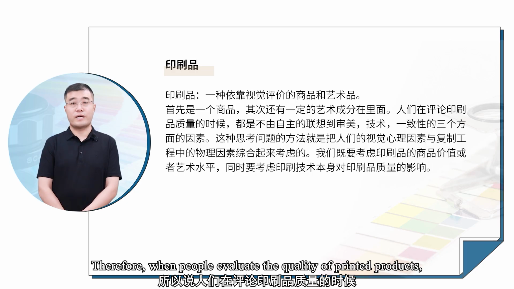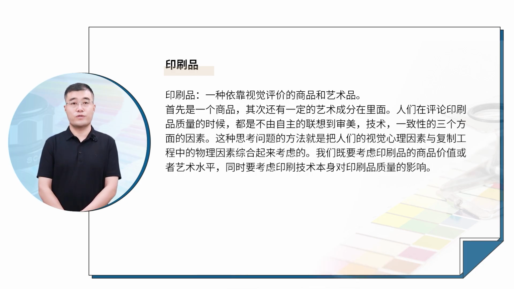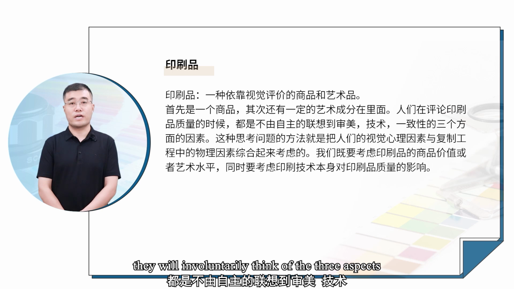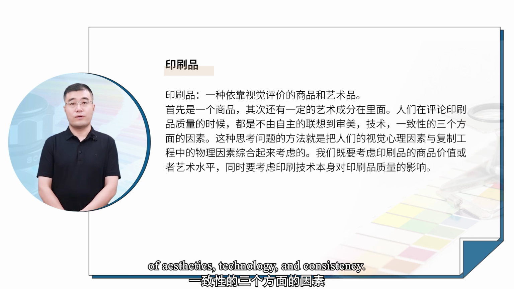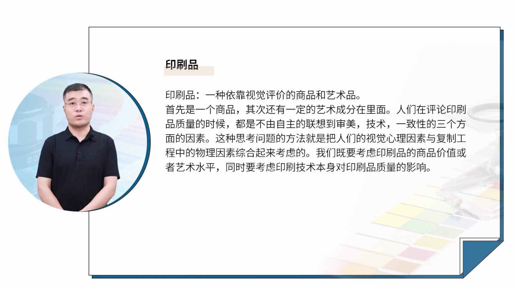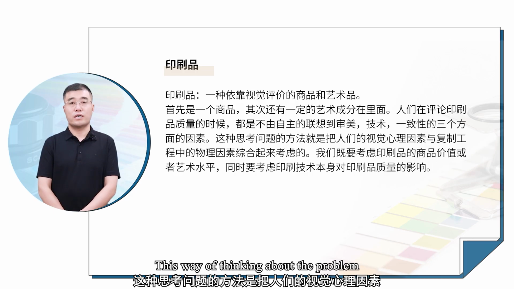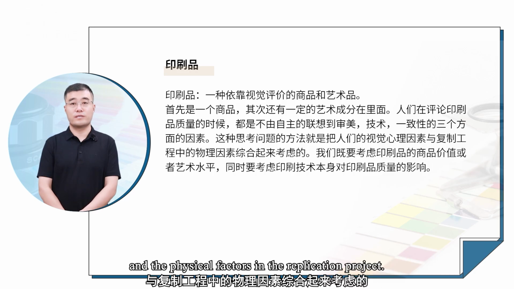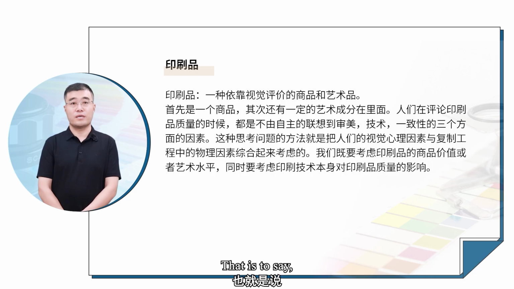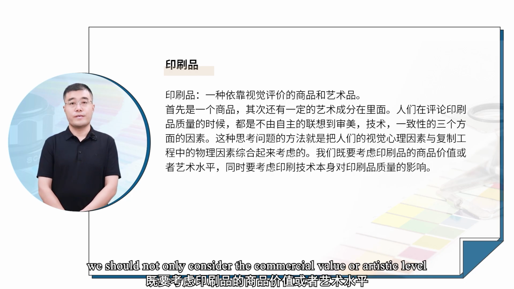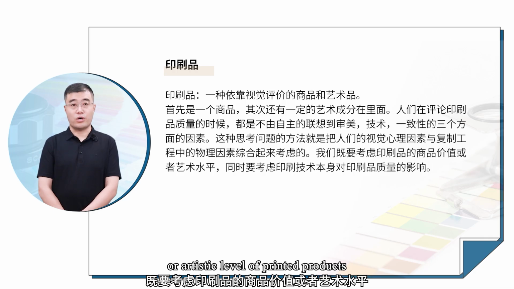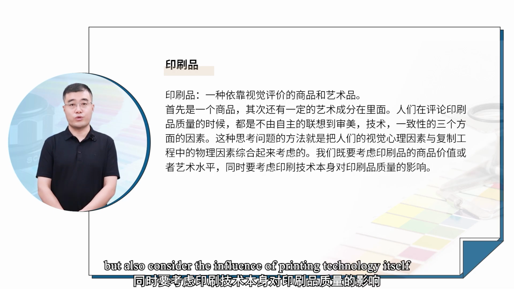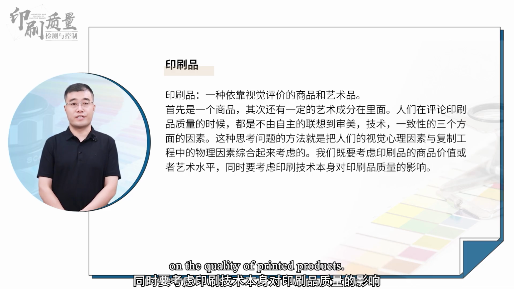Therefore, when people evaluate the quality of printed products, they will involuntarily think of the three aspects of aesthetics, technology, and consistency. This way of thinking about the problem is to comprehensively consider people's visual psychological factors and the physical factors in the replication project. That is to say, we should not only consider the commercial value or artistic level of printed products, but also consider the influence of printing technology itself on the quality of printed products.